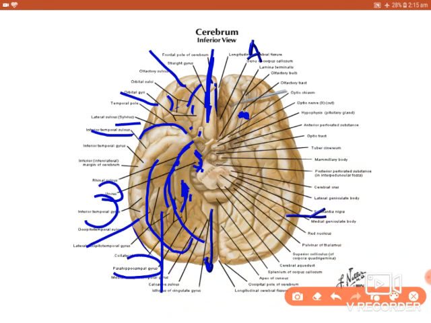Then here you can see this is the midbrain section. Here you can see this is the optic nerve, here the optic chiasma, here the optic tract. Here you can see this is the hypophysis cerebri, the pituitary gland. This is the mammillary body. This is the anterior and posterior perforated substance, perforations for the blood vessels.